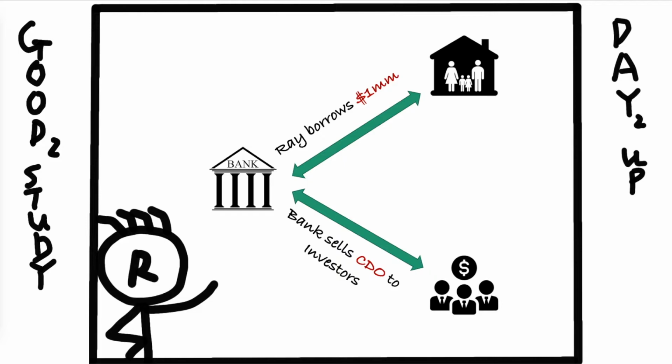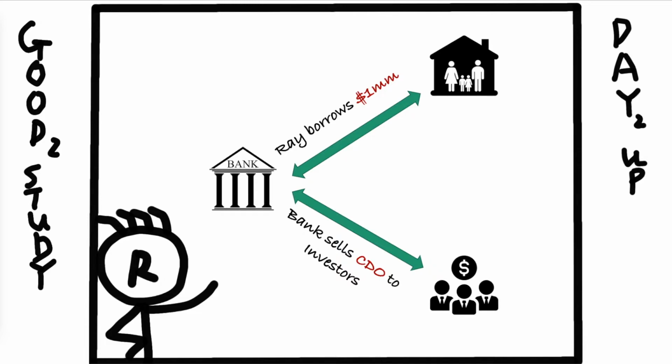If Ray wants to buy a house and needs to borrow $1 million, Ray would go to the bank and ask for a mortgage of $1 million. So Ray goes home with that $1 million, and the bank gets the loan from Ray and makes interest income from that $1 million loan. Now the bank has two choices. The bank can either hold that loan and keep making that interest income, or the bank can choose to sell the loan to investors and get the money back.